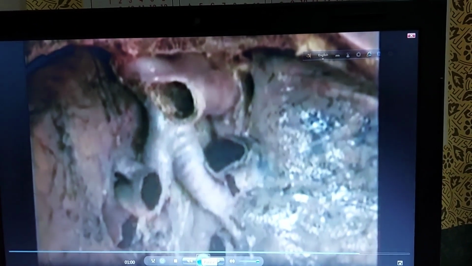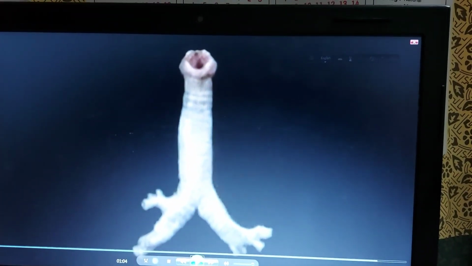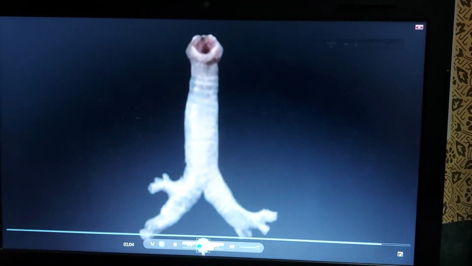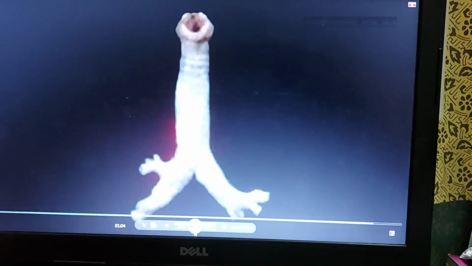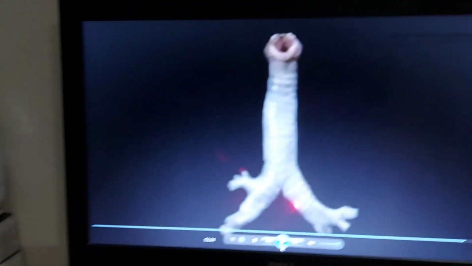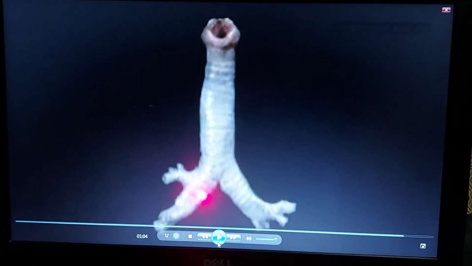And we can see something about the trachea. This is the trachea. The trachea is a windpipe through which the air enters into the lung. And the trachea divides into the bronchus. This is the left bronchus. This is the right bronchus.